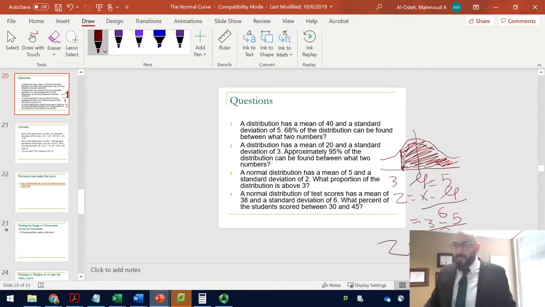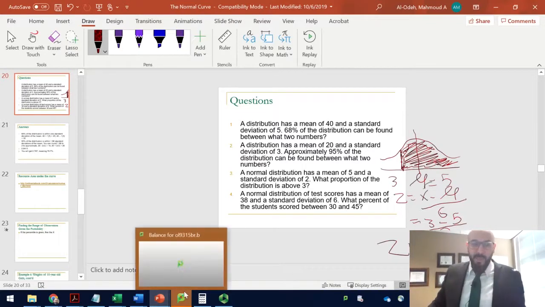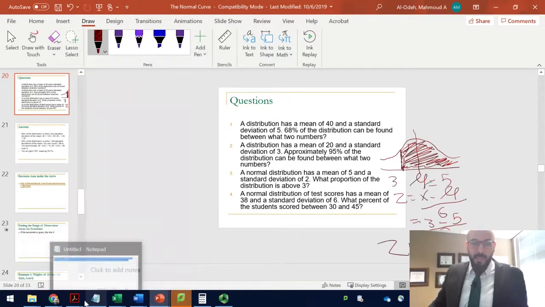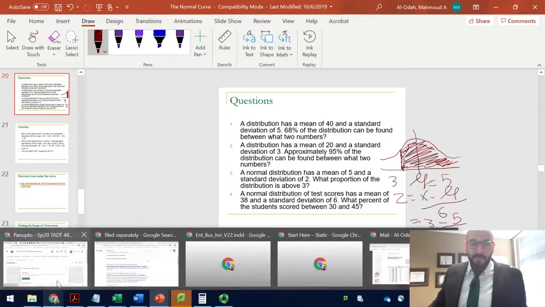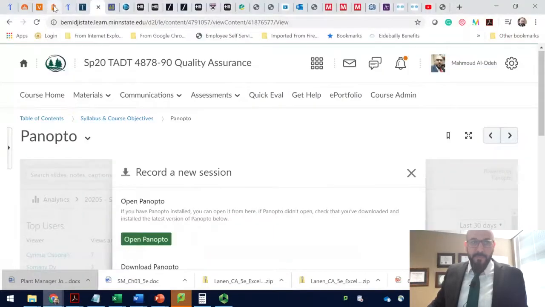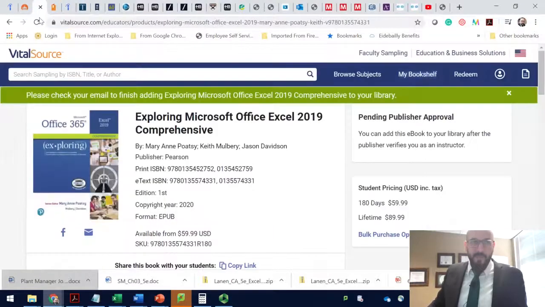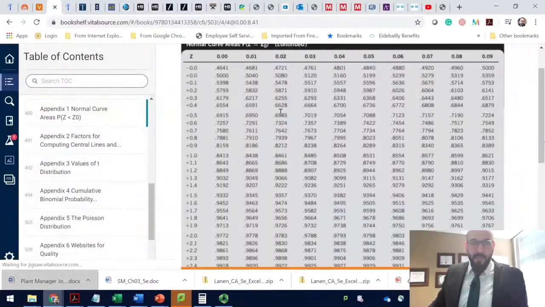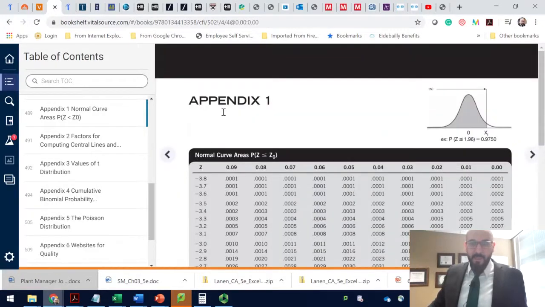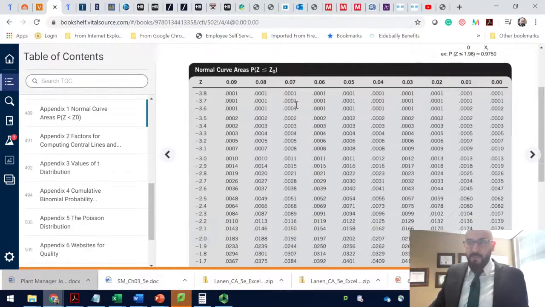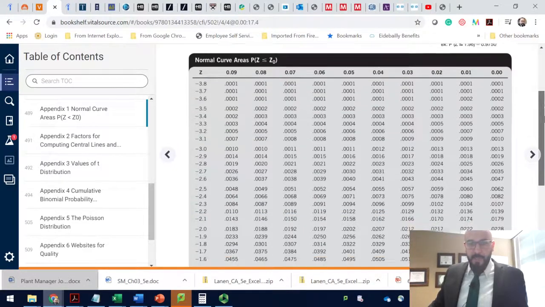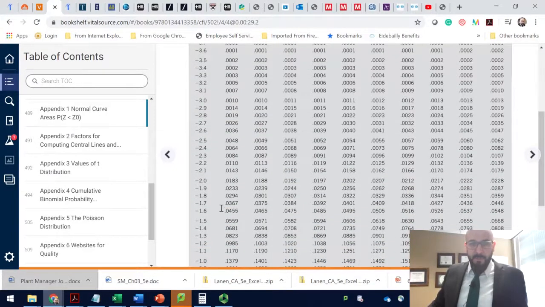What would be the next step? The next step would be going to the appendix, the z table, and this could be found at the end of the textbook, or you could find it anywhere online. Just Google the z table. So now the z-score, we have it to be negative 1. So in appendix 1 on the textbook, which you see now in front of you on the screen, go down to minus 1.00.